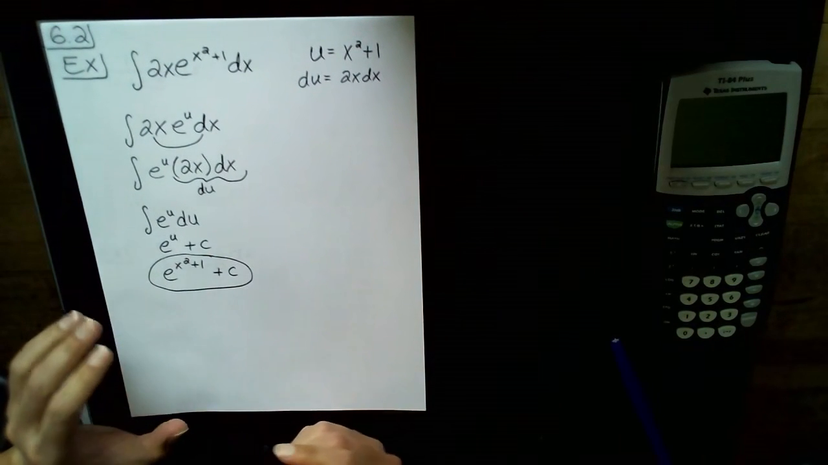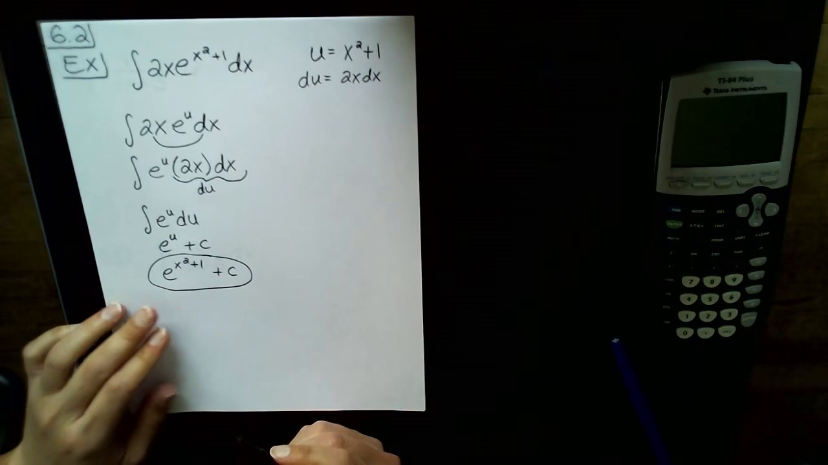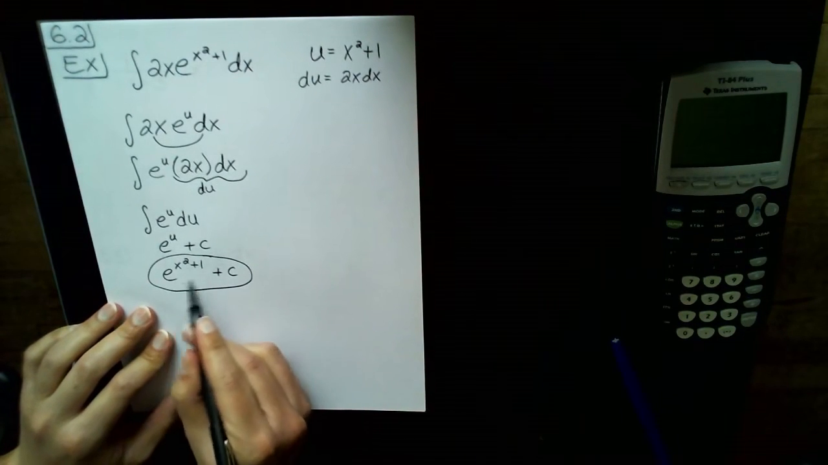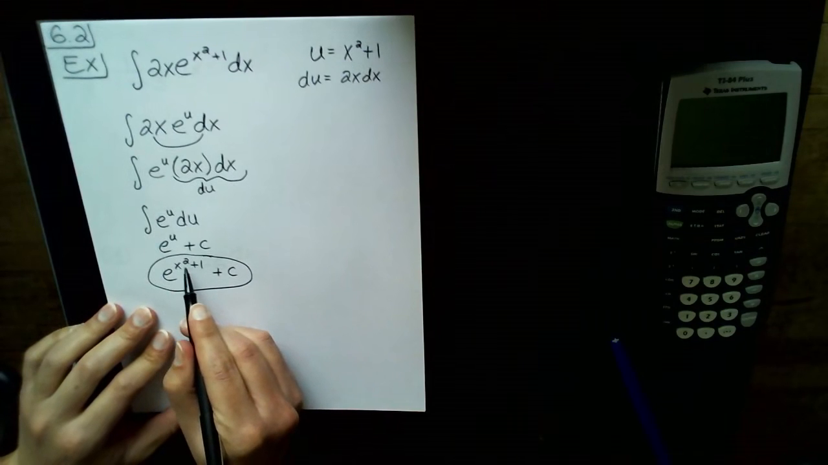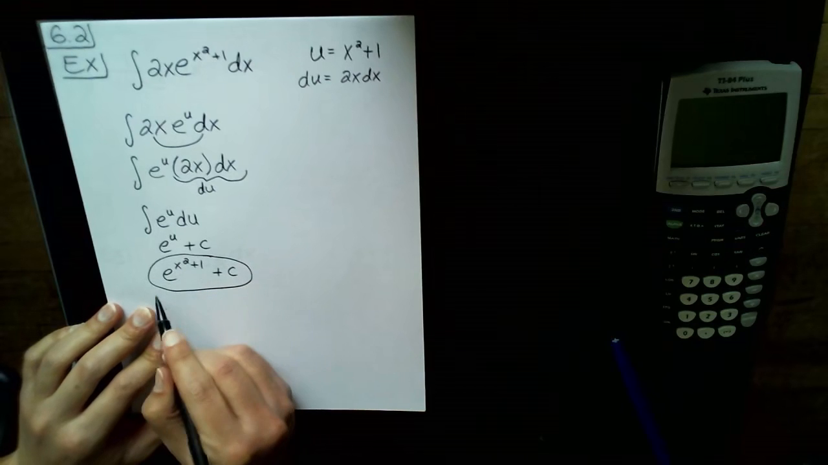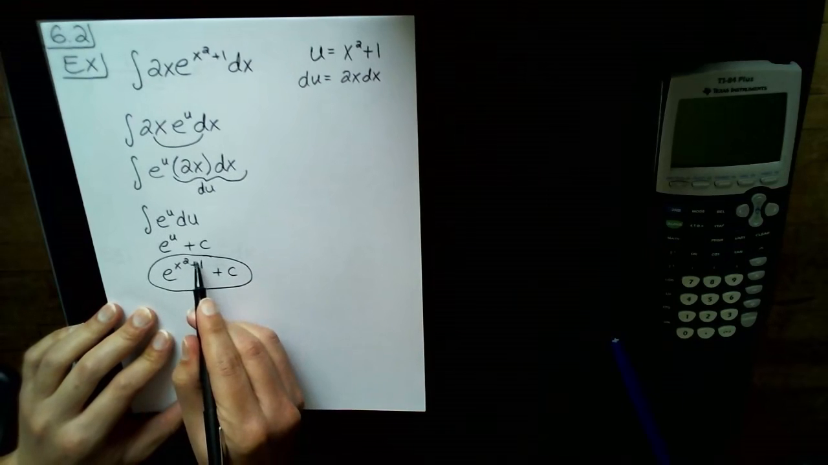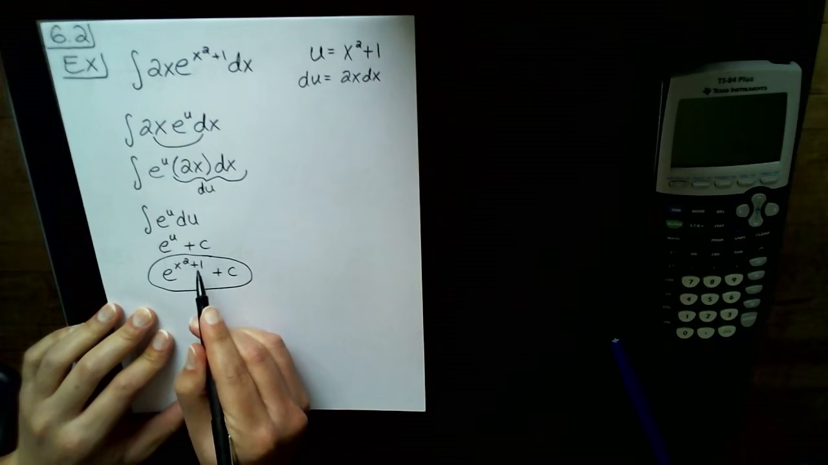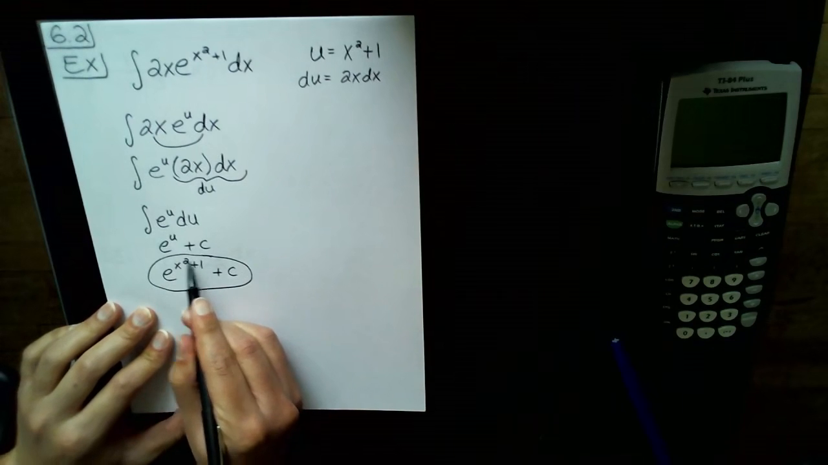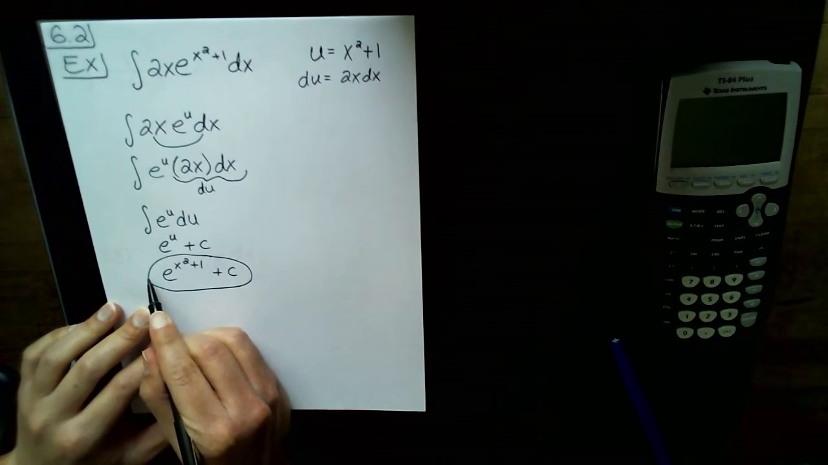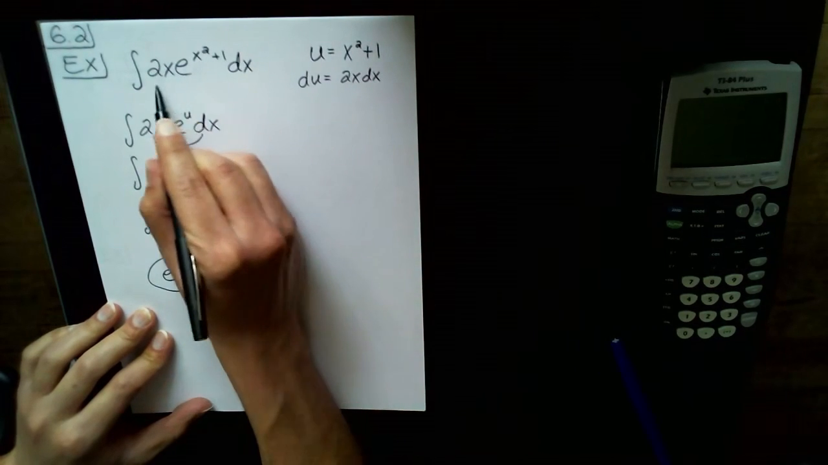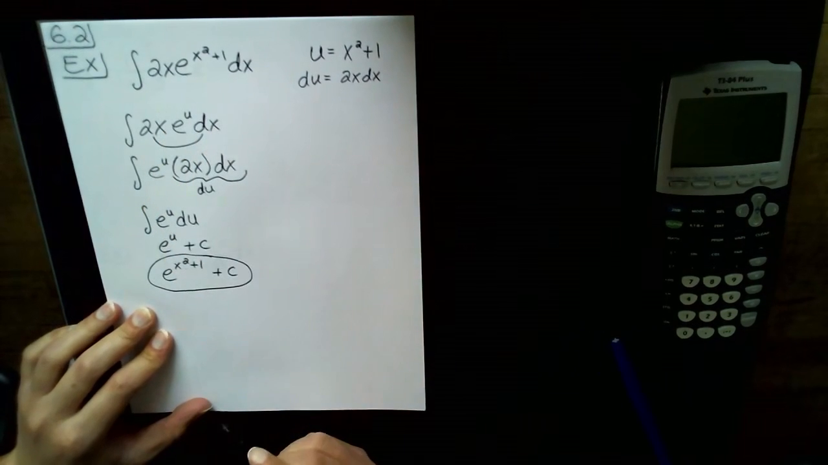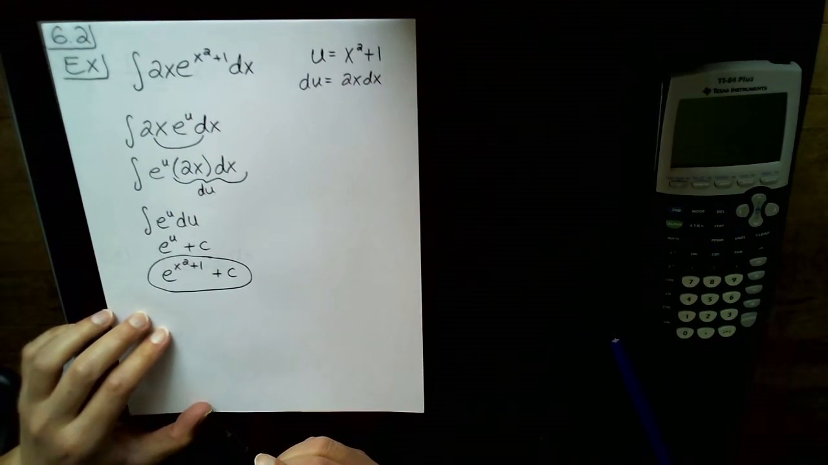You could do a quick check to see if this is accurate. If you took the derivative of this, you'd use the chain rule. Remember the derivative of e to any power? You take the derivative of your exponent and multiply it out front and keep everything else the same. So what's the derivative of x squared plus 1? It's 2x. So the derivative of all of this is 2x times e to the x squared plus 1, which is exactly what we started with. So we have done this correctly.